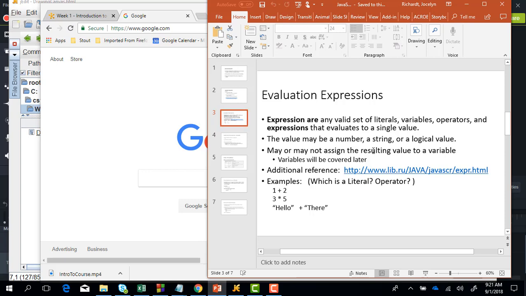Now, I was talking about math expressions, and math expressions can be typed in, as you saw, as JavaScript and are evaluated. Well, JavaScript code is really just a bunch of expressions, and that's any set of literals, variables, operators, and expressions that evaluate to a single value.